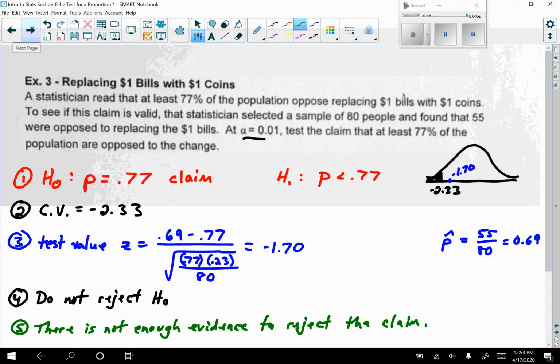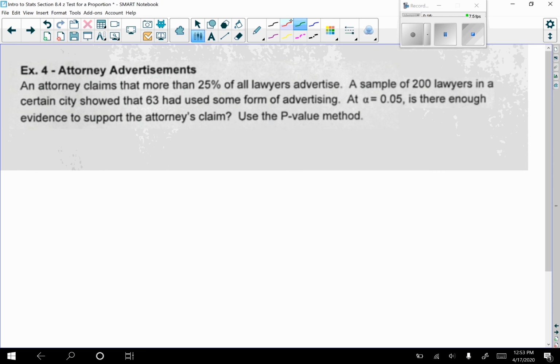So what I'd like for you guys to do is to pause the video, try example 4 using the p-value method in its entirety, and then continue with the video to watch to see what you're coming up with.